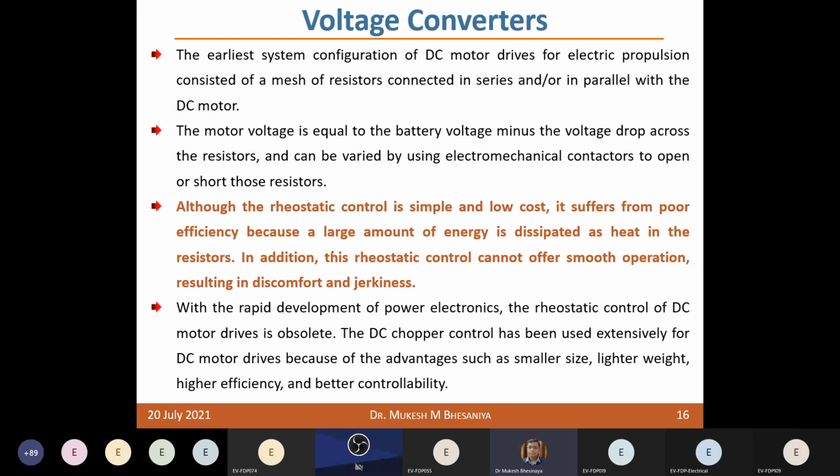I was a judge in one of the events, and at that time some PG student came with one EV model. The EV model was a simple robot driven by a battery, and they were using these mass resistors to control the speed.